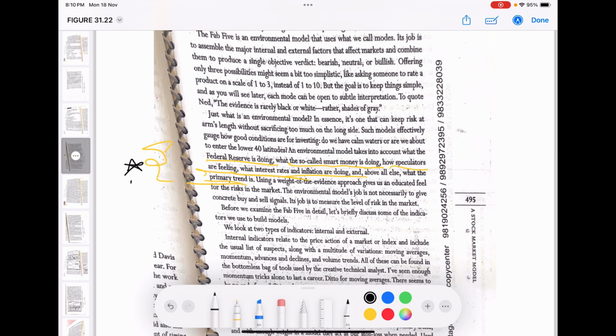Using a weight of the evidence approach gives us an educated feel for the risks in the market. The environmental model job is not necessarily to give concrete buy and sell signals. Its job is to measure the level of risk in the market.